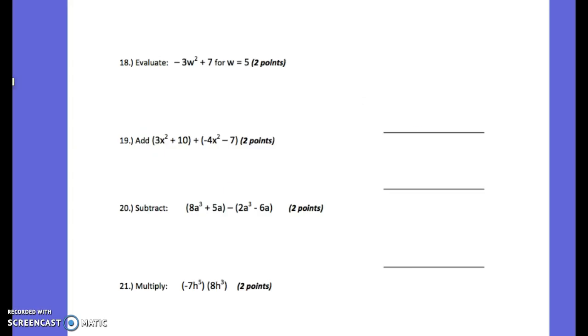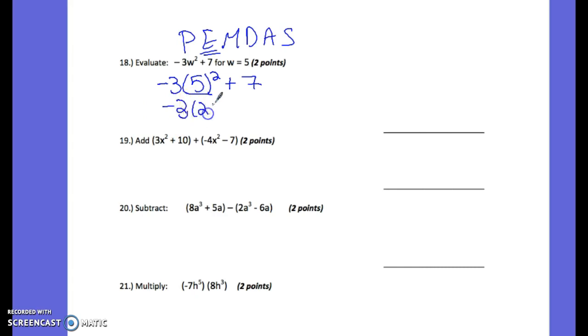Okay, number 18, you need to substitute 5 in. So you get negative 3 times 5 squared plus 7. Don't forget PEMDAS. Common mistake, make sure you do your exponent first. 5 squared is 25. Negative 3 times 25 plus 7. Negative 3 times 25 is negative 75 plus 7 gives you negative 68.